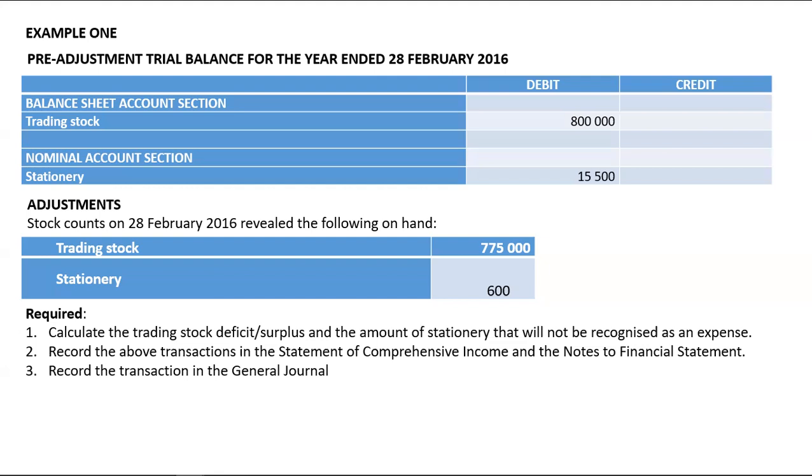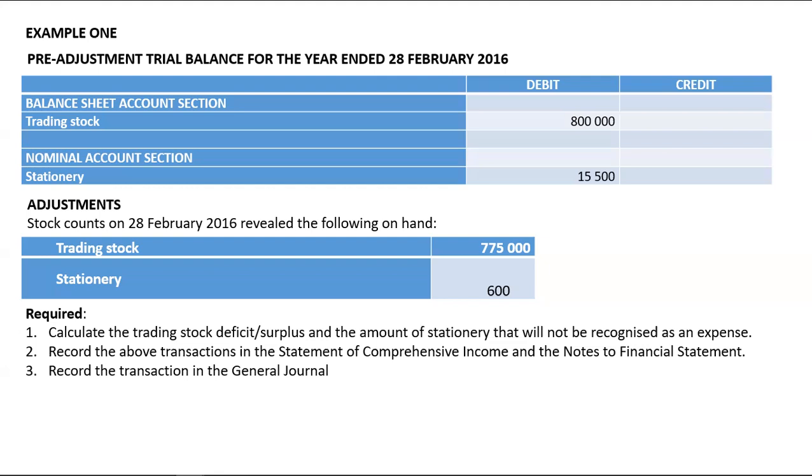Point one wants us to calculate trading stock deficit or surplus, and also wants us to calculate the amount of stationery that will not be recognized as an expense. We also need to record the above transactions in the statement of comprehensive income, i.e. the statement of profit or loss and other comprehensive income, and the notes to the financial statements. We need to record all the transactions in the general journal and the general ledger. Okay, let me just explain what is happening here.